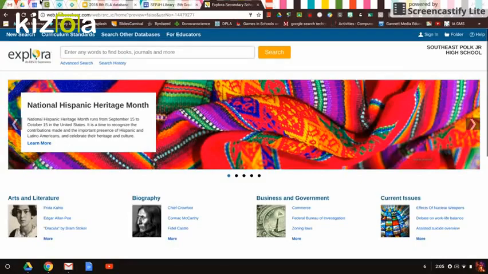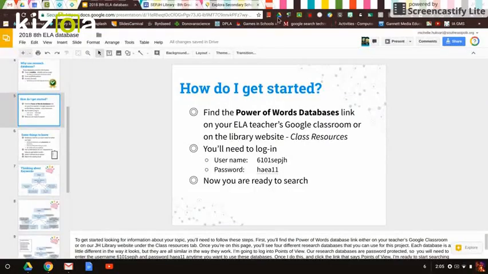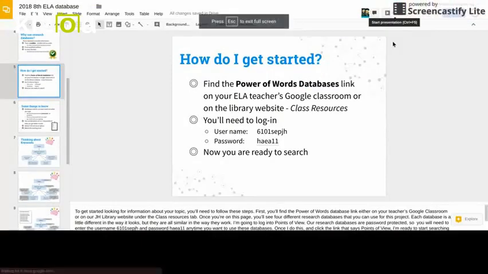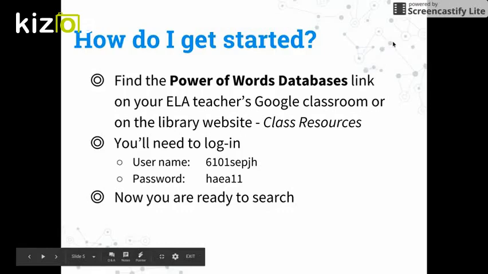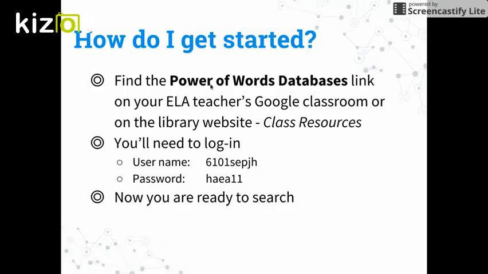And so what I'd like us to do is let's all just take a minute and get logged into Explora, and then we'll continue. So you're going to follow these steps. Go to the Power of Words databases link, find the one marked Explora, and use our username 6101SEPJH and our password HAEA11. Once we get everybody to that page, we'll move on.